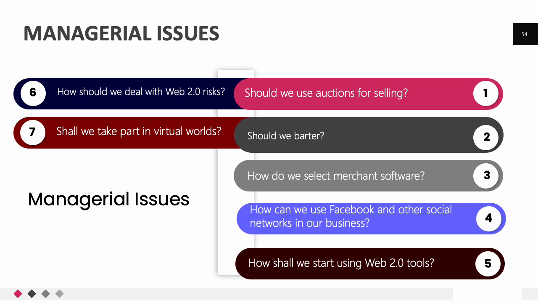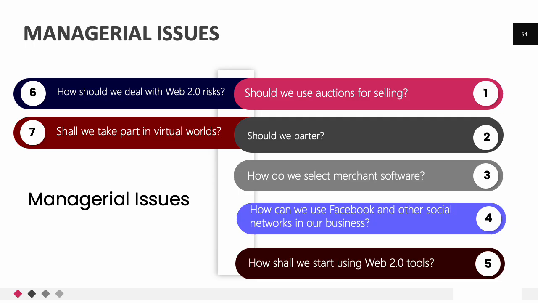Okay, so everything comes with bad sides, the issues, right? We need to know the issues before we can solve the problems. How should we deal with Web 2.0 risks? Should we use auctions for selling? In simple terms, does selling our products or services through online auctions like eBay make sense for our business?